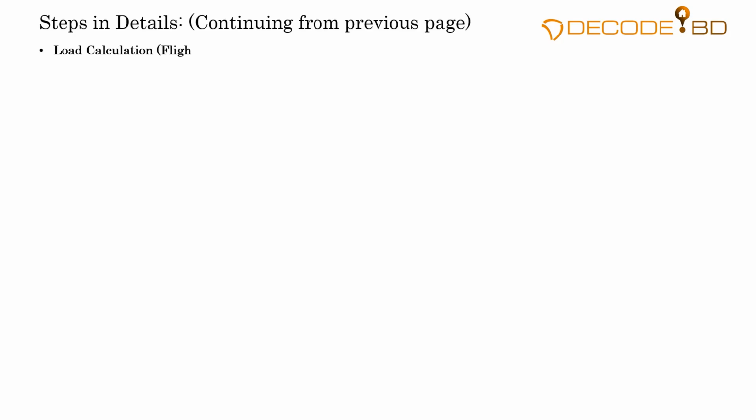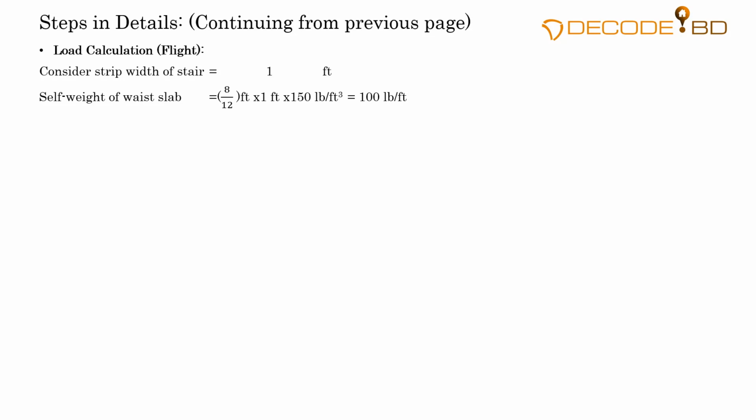Load calculation. Flight: consider the strip width of the stair as 1 foot. Self weight of the waist slab, it is 8 inch, converting it into feet, 8 by 12, into 1 foot strip width, into 150 pounds per cubic feet, equal to 100 pounds per foot.